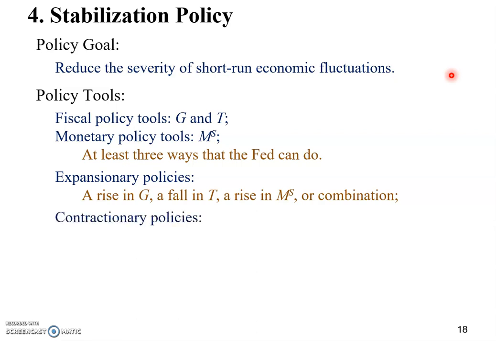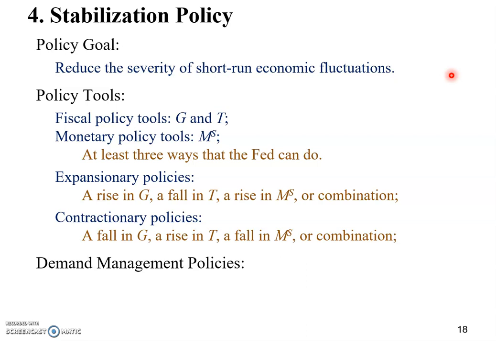We also have contractionary policies. As you may guess, that means we reduce the output level. So we could achieve that by lowering the government spending, or raising taxes, or decreasing the money supply, or any combination among these policies.